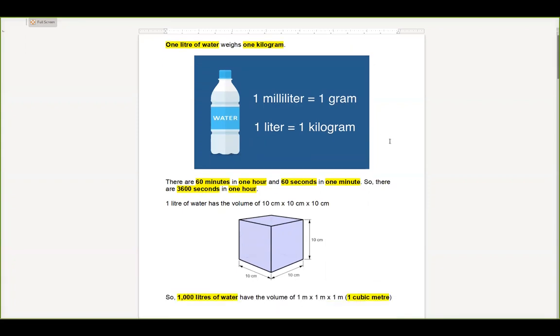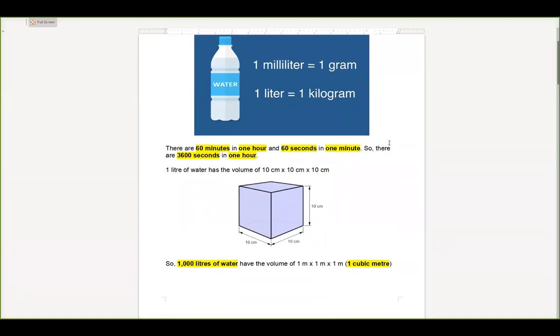So there are 60 minutes in 1 hour and 60 seconds in 1 minute. So there are 3,600 seconds in 1 hour.